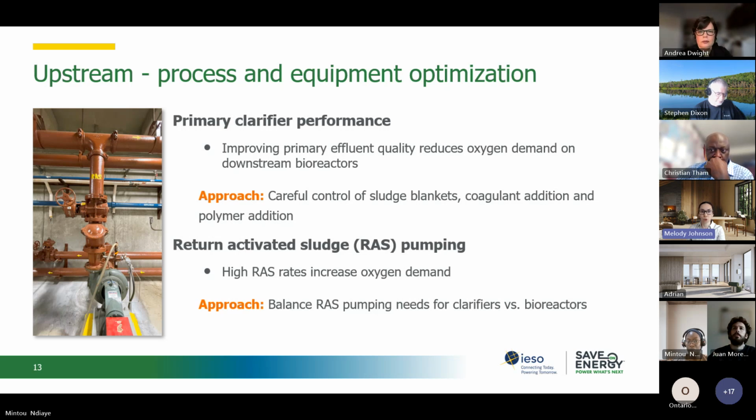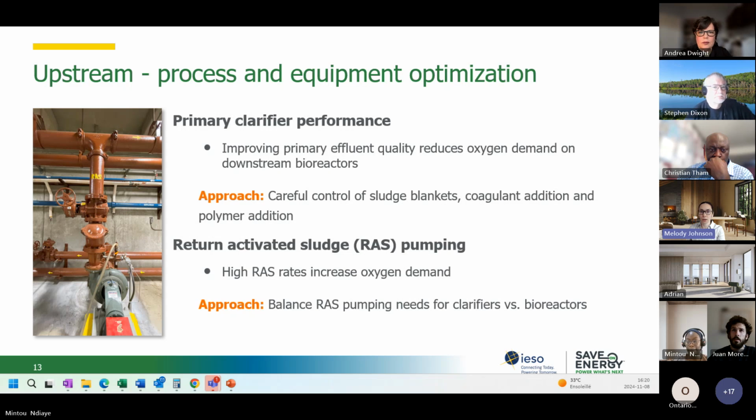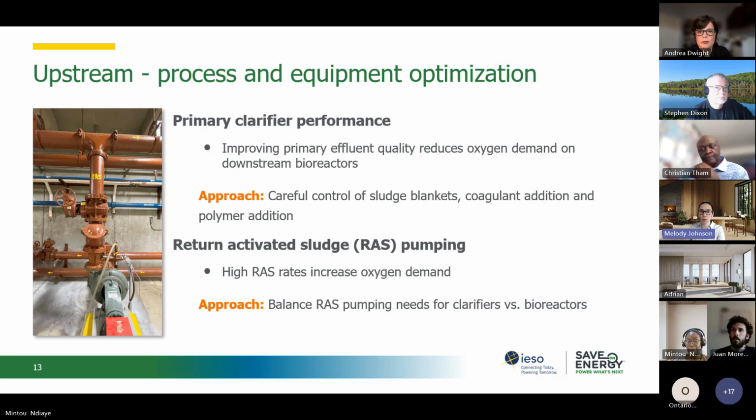And that in turn reduces the oxygen demand and the amount of air that you need to push into those reactors. So some approaches that can be useful is carefully controlling sludge blankets to avoid any washout of solids and to avoid any solubilization of organic contaminants that are in particulate form when they come into your facility. Also looking at coagulant and potentially polymer addition to have a chemically enhanced primary treatment. Just being careful there not to overdose and create some downstream nutrient deficient conditions in your bioreactors.